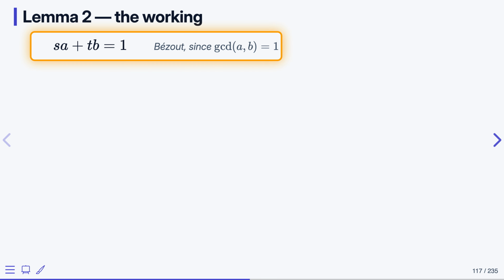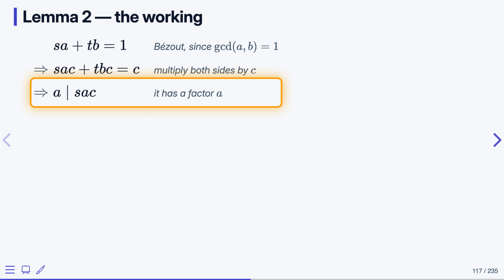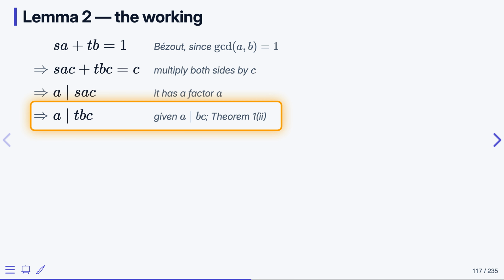Now the working. Line 0. Bézout gives us S times A plus T times B equals 1. Step 1. Multiply both sides by C. Now S A C plus T B C equals C. Step 2. Look at the first term. S A C has an A in it, so A divides it. Step 3. Look at the second term.